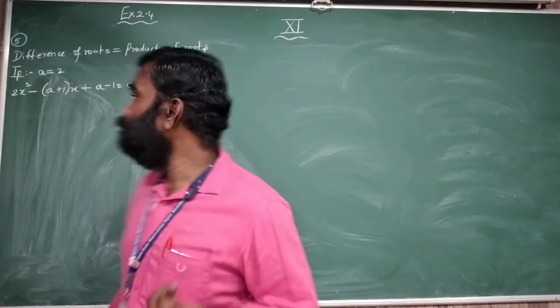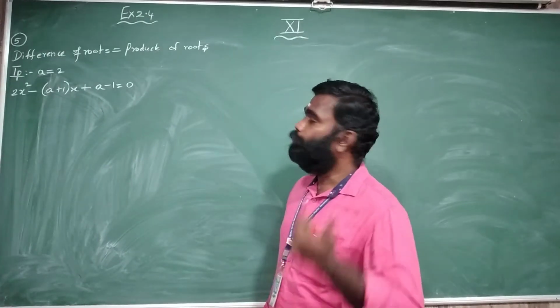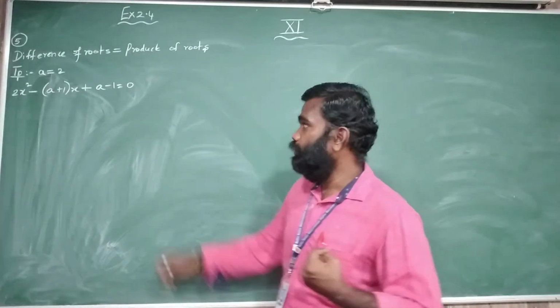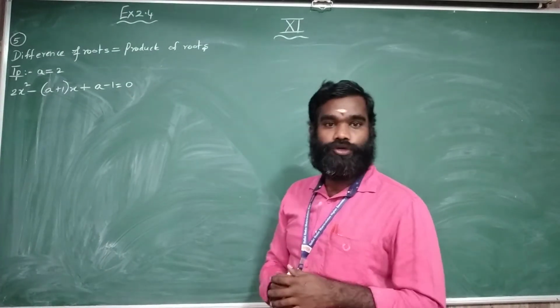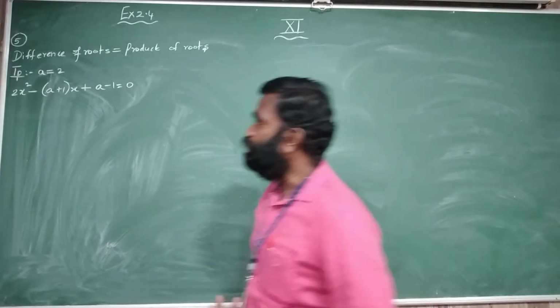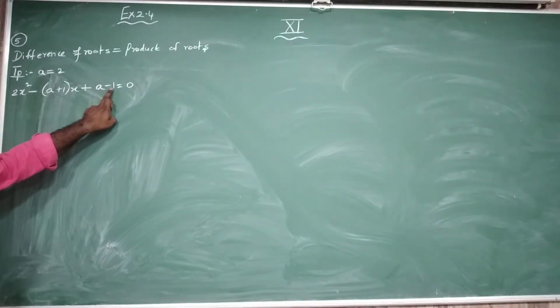Exercise 2.4, fifth sum. The given difference of the roots is equal to the product of the roots. Then we need to prove a equals 2. The given equation is 2x² − (a + 1)x + (a − 1) = 0.